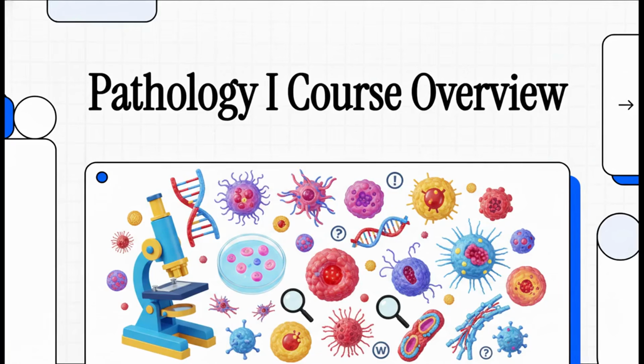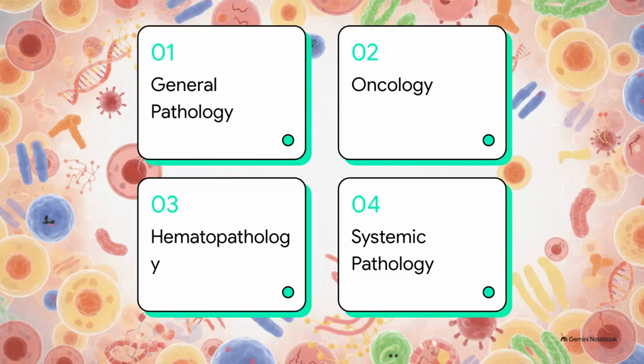systems break down. To do this, we've got 4 core pillars on the agenda today. General pathology and inflammation, then we'll move into oncology, where we track down rogue cells. After that, we dive into hematopathology to look at blood in crisis. And finally, we'll pull back for the big picture with systemic pathology. All right, let's jump right in.